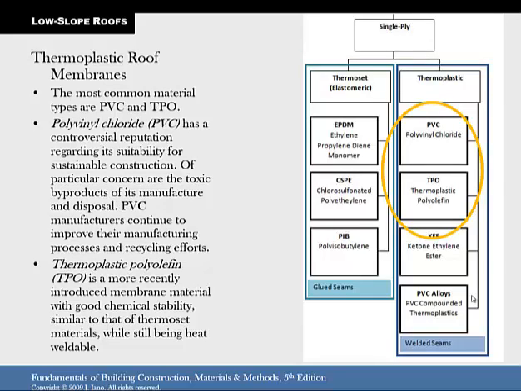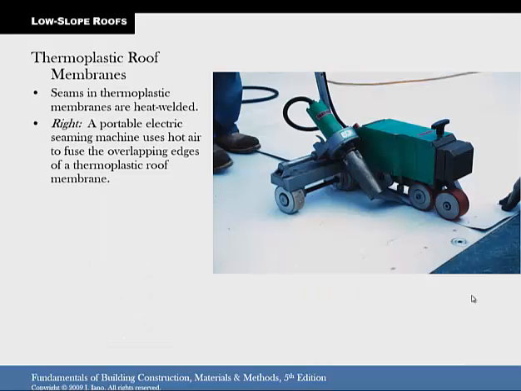PVC is one type of the single ply. There's the ironing machine I was talking about, that sort of presses the two edges together to keep them sealed.